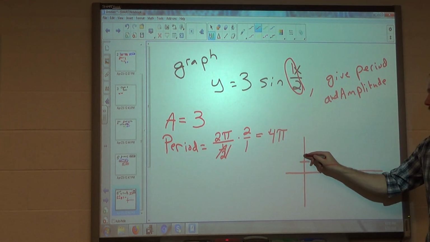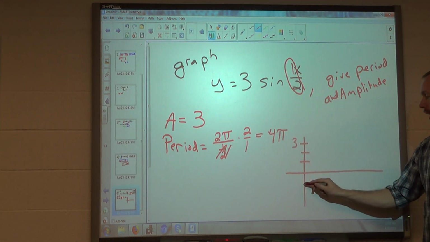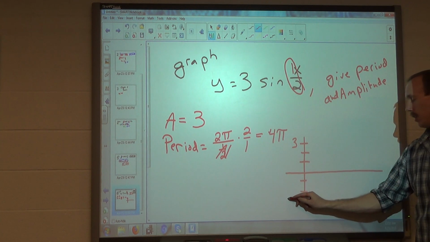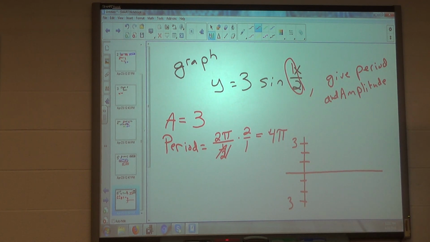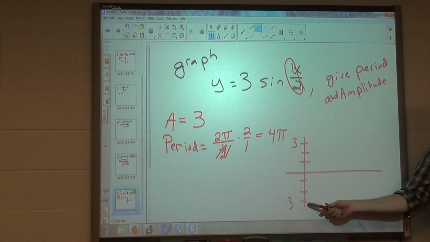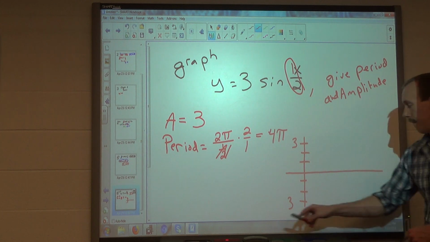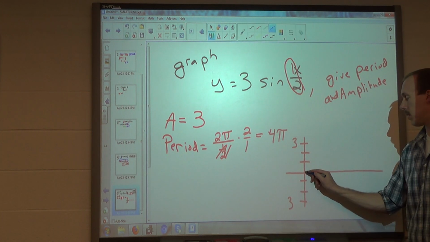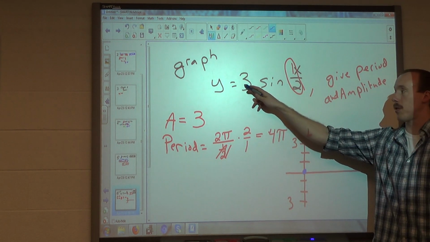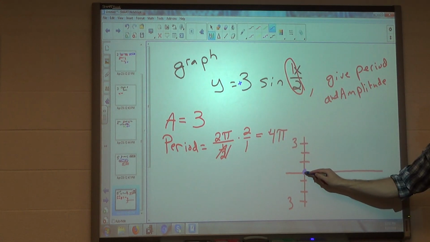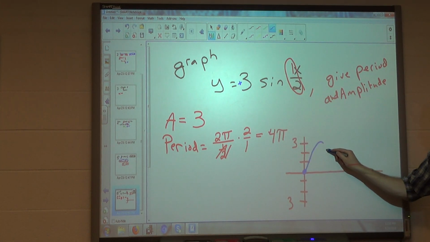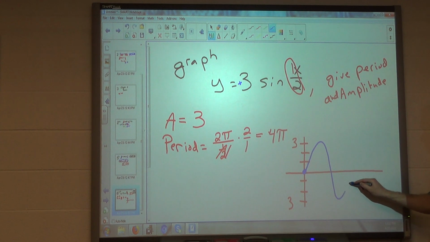So the amplitude means it's going to go up 3. And you guys have to label these on the test. If you don't label them, you're going to get points off. So the amplitude must be labeled. Where does sine always start? The y-axis at the origin, right? So the sine would start here, and since this is positive 3, which direction does it go first? Up, and then down, and then back.